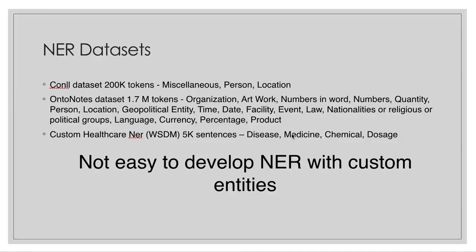To perform this task of named entity recognition, there are several large data sets that exist. Some of the famous ones are the CoNLL data set, which is about 200,000 tokens, and it associates these tokens with tags such as person and location and so on. Another one is OntoNotes, where it takes about 1.7 million tokens and then attributes them to tags for numbers, quantity, person, location, and many more such tags.